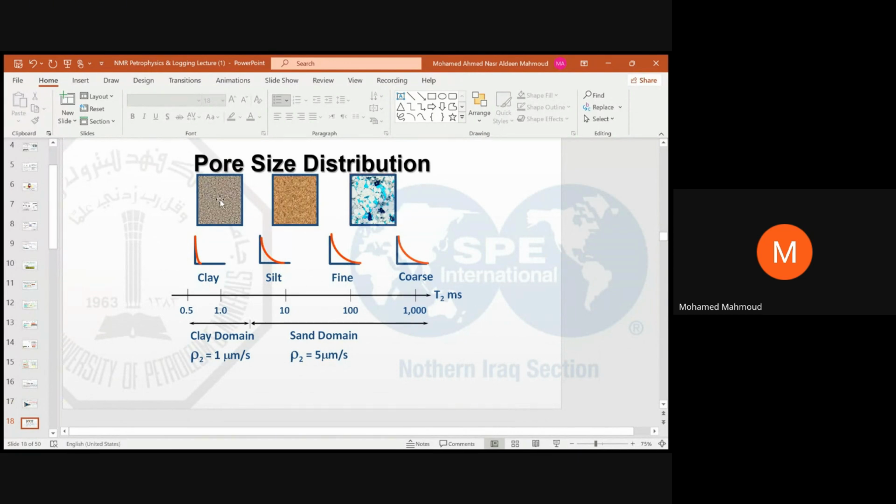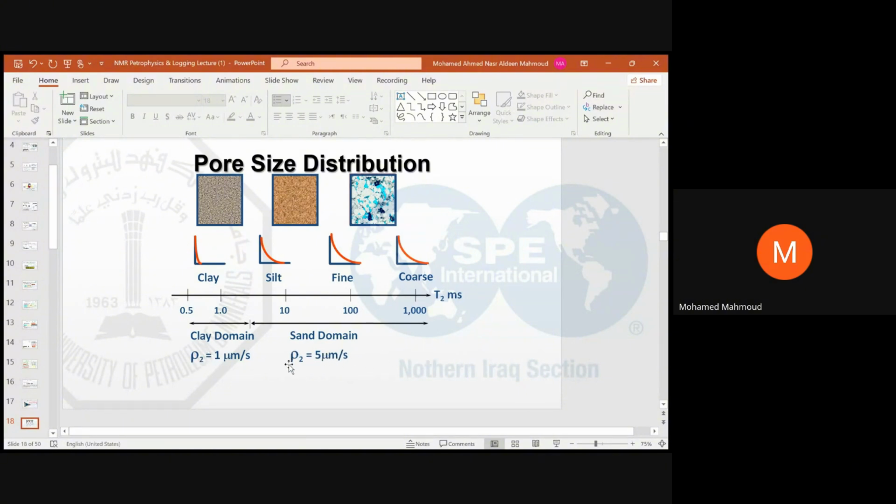So if you look at the different minerals, for example, for clay, silt, fine, and coarse grains or pores, the smaller the pore size, the shorter the relaxation time. And the larger the relaxation time, the bigger the pore size. And this is the surface relaxivity parameter, which has the unit of micrometer per second. For example, for sandstone, it is 5, for clay, it is 1.